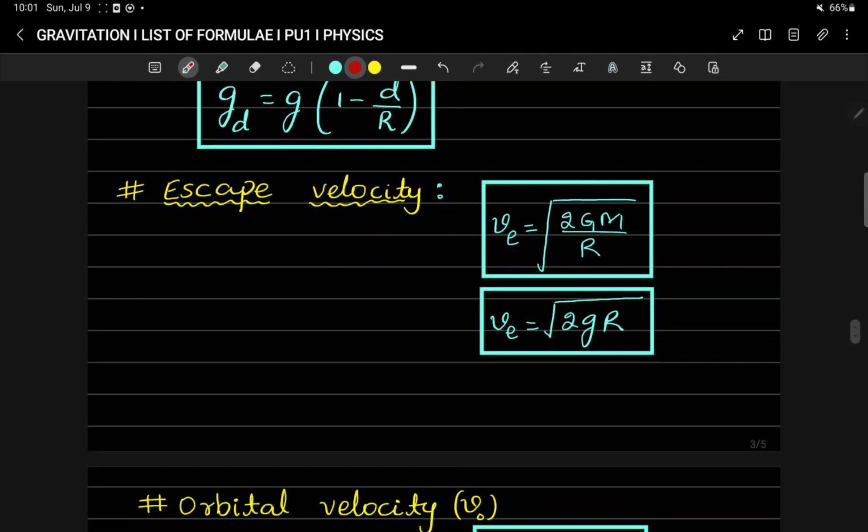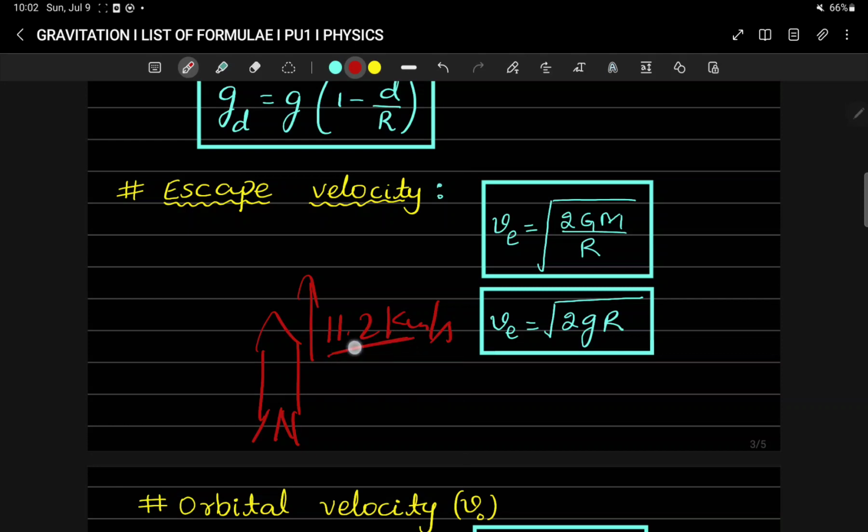Then one more is there, and this is about the satellites. So what is the escape velocity? This is the minimum velocity with which we need to send an object to space against gravity, so that it will not come back, it will not return on its own. If I consider the rocket here, we have to send the rocket with minimum velocity. We already know that it is 11.2 kilometers per second.